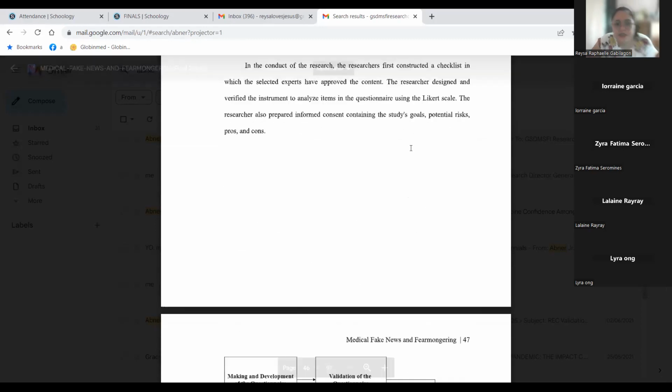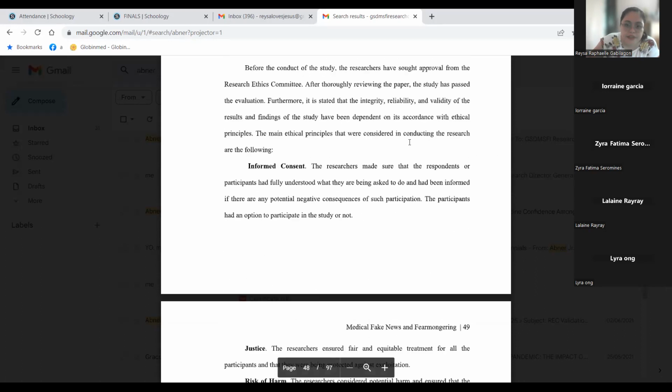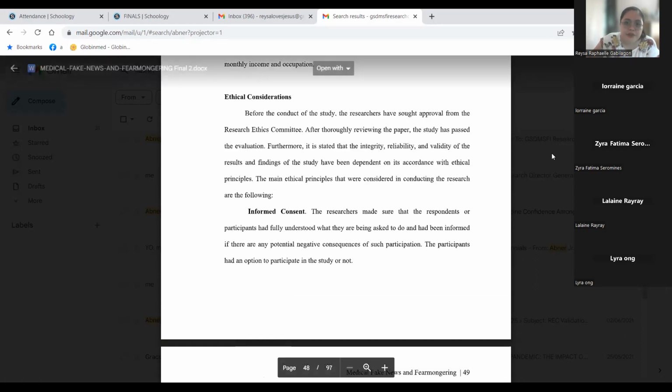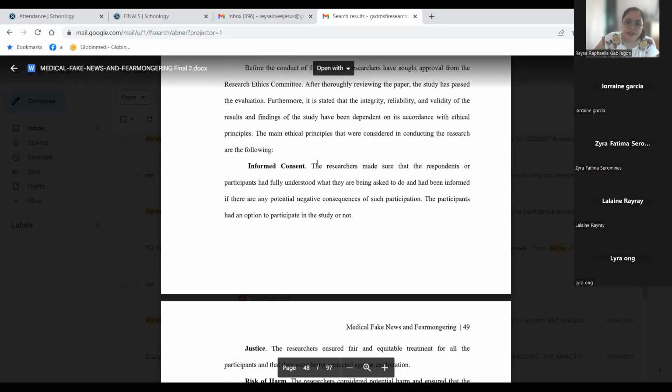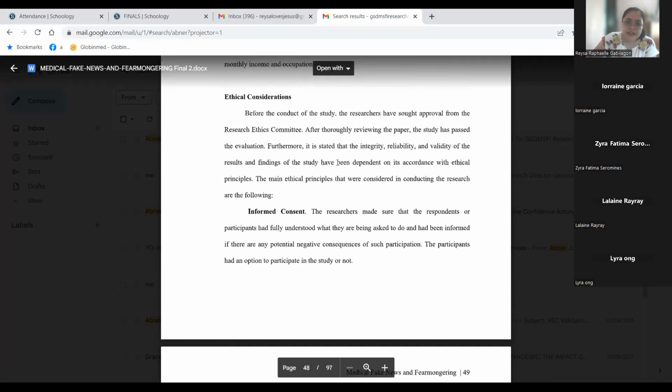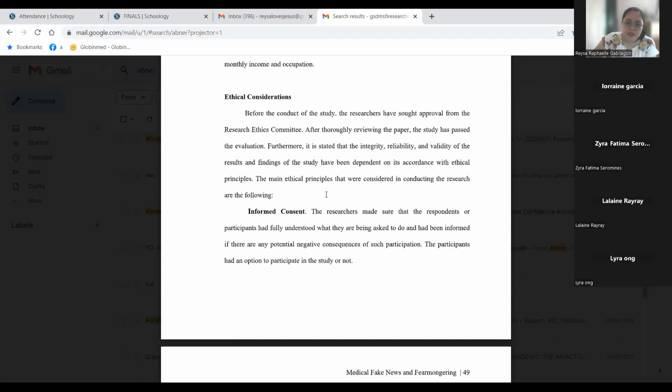Of research, local data gathering, data analysis. This is how you're going to write your ethical consideration, ha? Again, starting from a statement that your study will undergo review by the Research Ethics Committee, and followed by the identification of the different elements of research ethics that you need to consider.